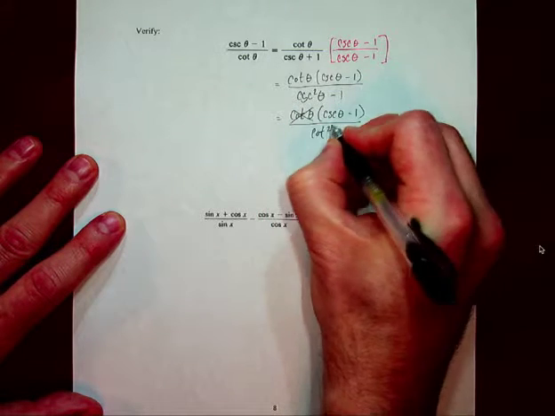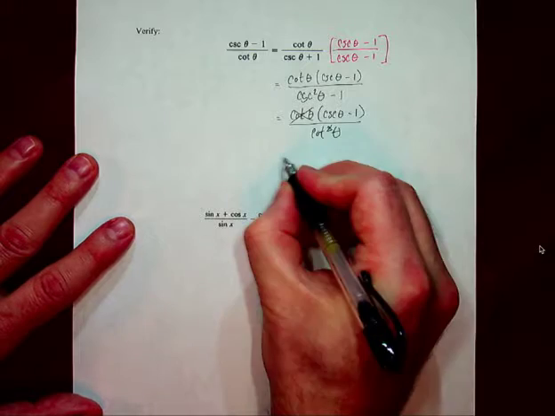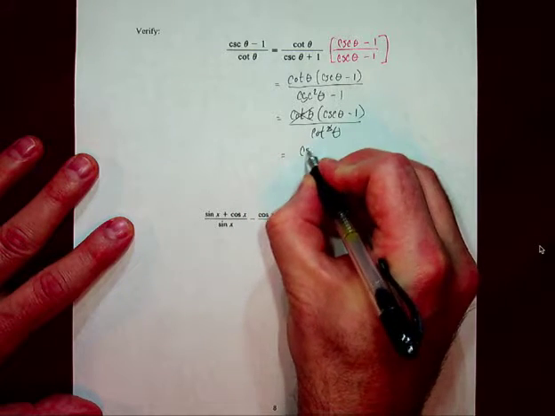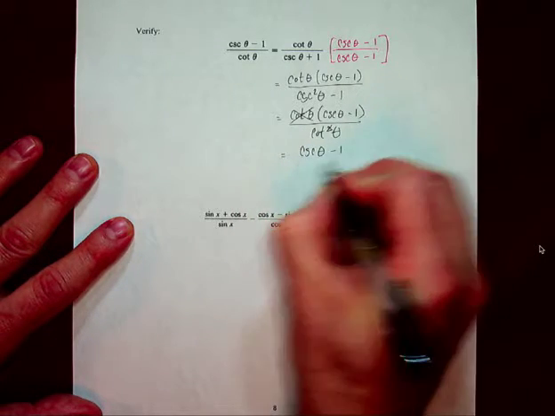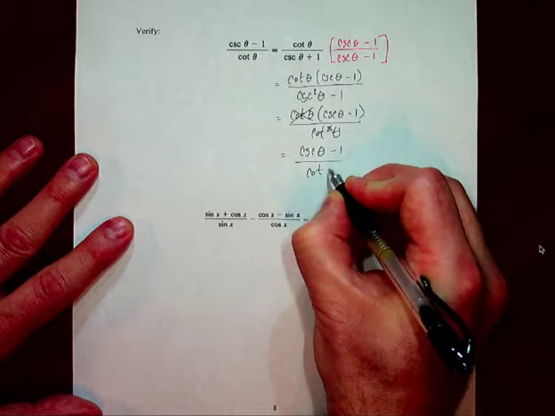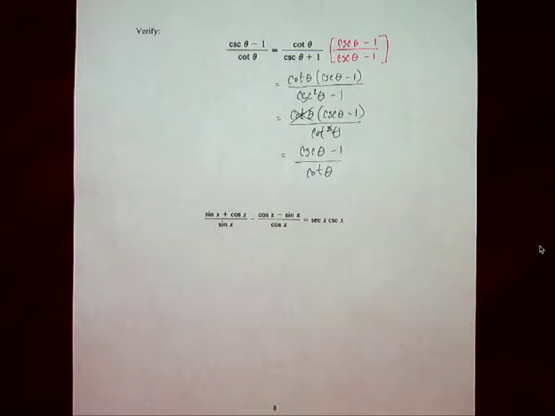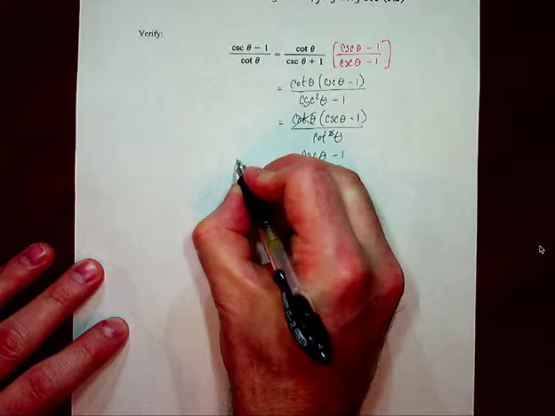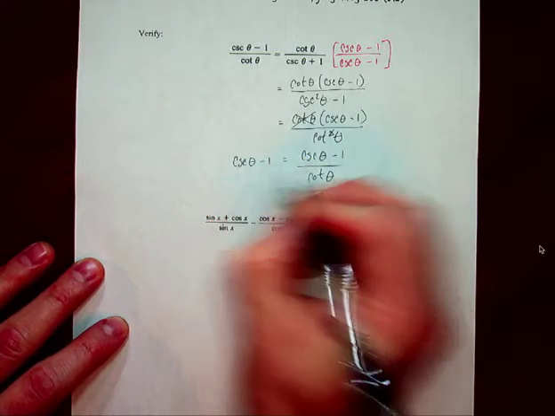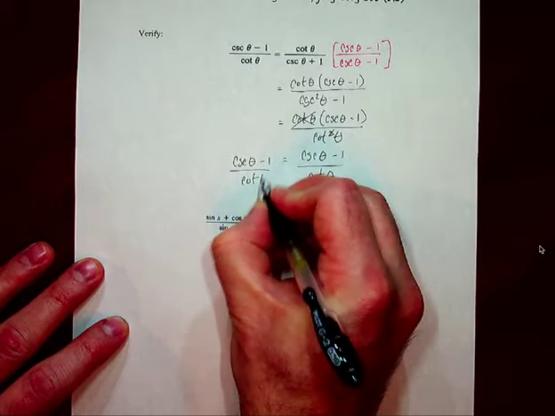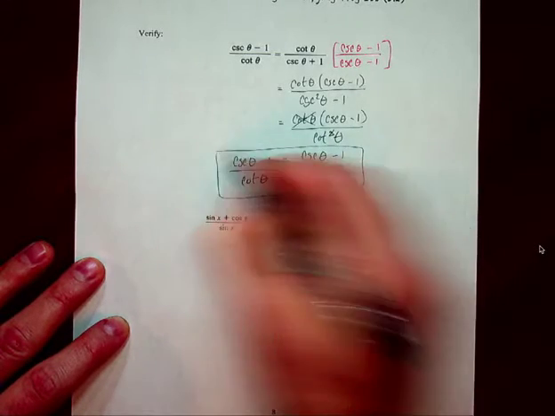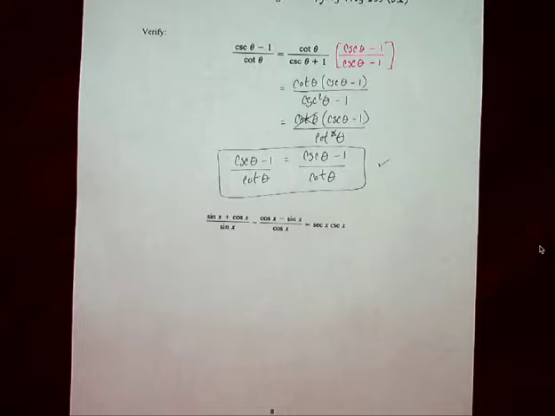That cancels out with one of those that's in the denominator, and as a result, I'm going to get cosecant theta minus 1 over cotangent theta. Okay? And that, of course, is exactly what I have over here on the left-hand side. So I have successfully verified. I box it, put a check mark next to it to say, yay, me.